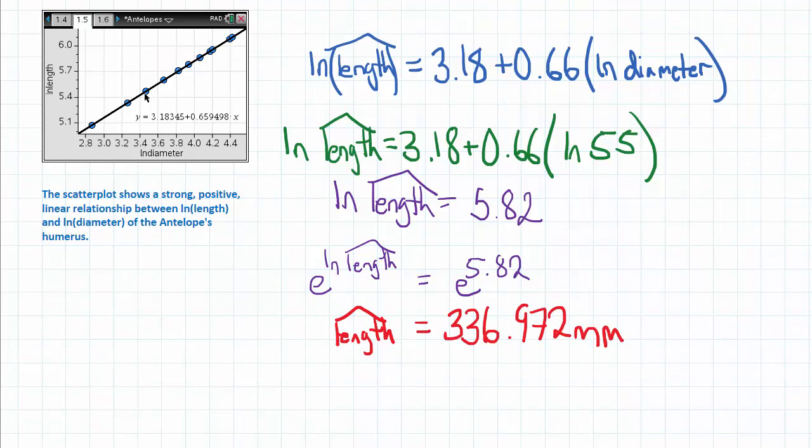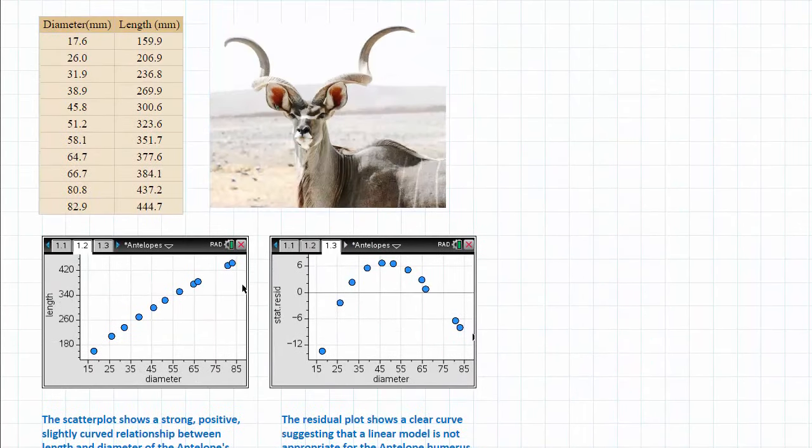So our results, when we plug e raised to the 5.82 into our calculator, we get about 336, 337 millimeters for the length of the antelope's humerus. And if we look back at our original data, we would see that that seems to fit pretty nicely. So we have 55 would be in between these two observations here, and that would put our predicted value there. So 336 fits really well. So that's how we would use logarithms to perform a power transformation.